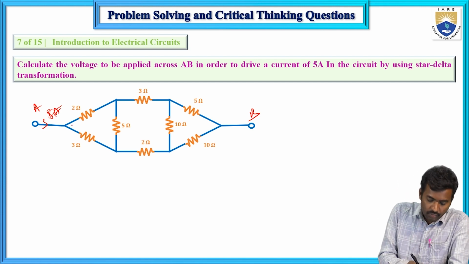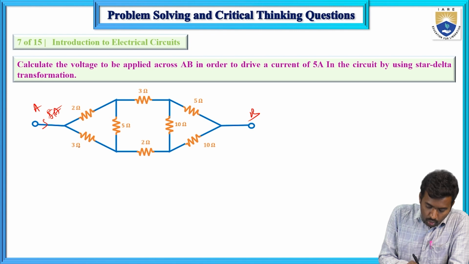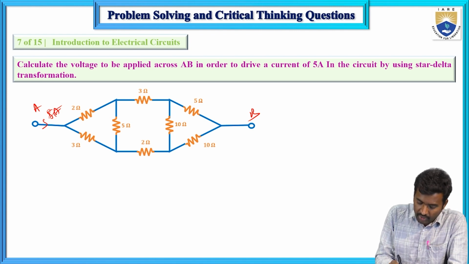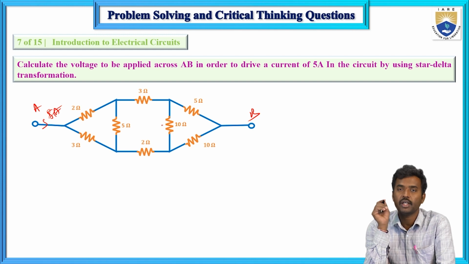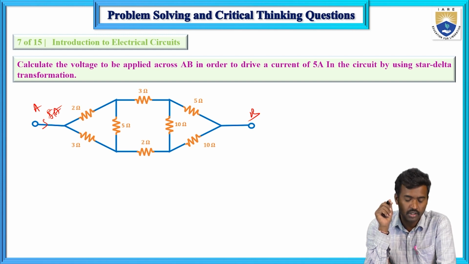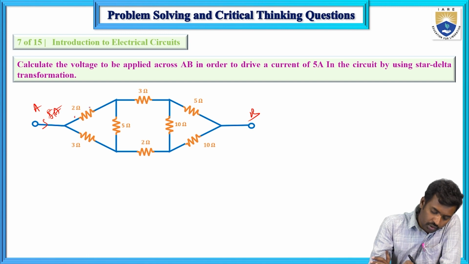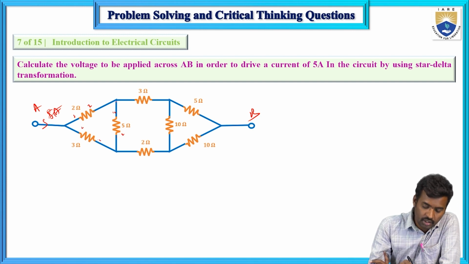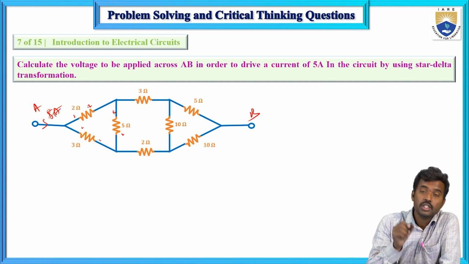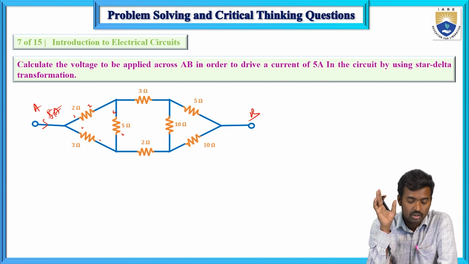Now here, the resistors 2, 3 and 5, and also 10, 10 and 5, are connected in delta connection. What do you mean by delta connection? If three resistors are in delta connection, the first element's second end is connected to the second element's first end, the second element's second end is connected to the third element's first end, and the third element's second end is connected to the first element's first end. That is known as delta connection.